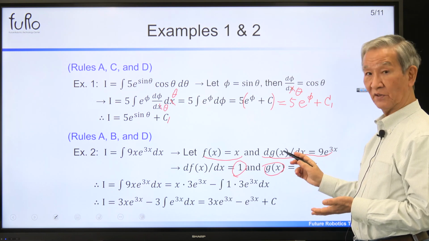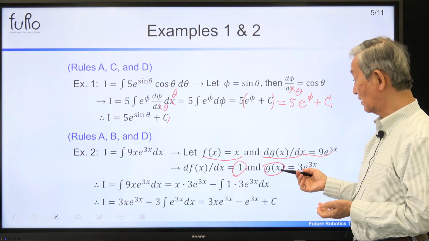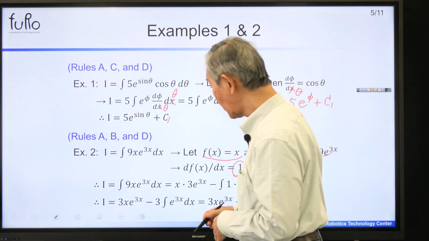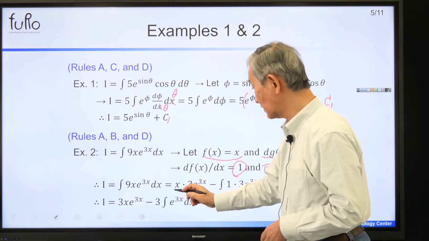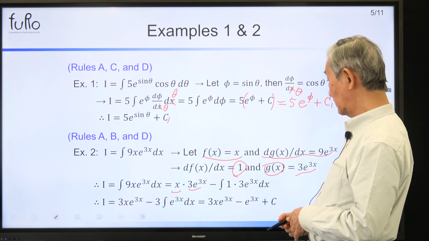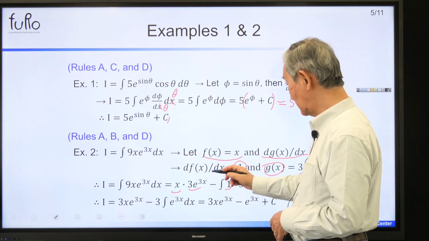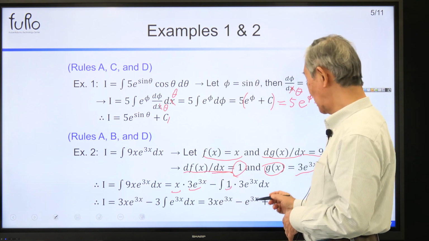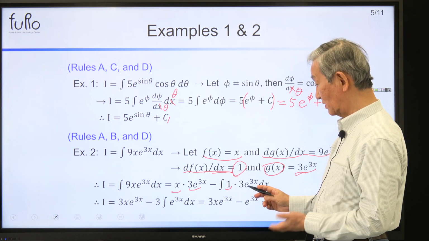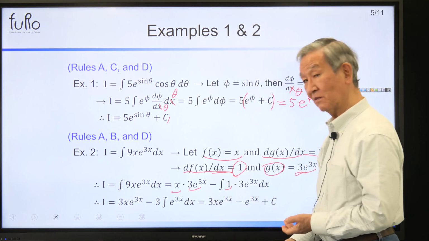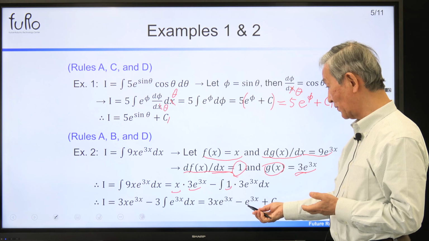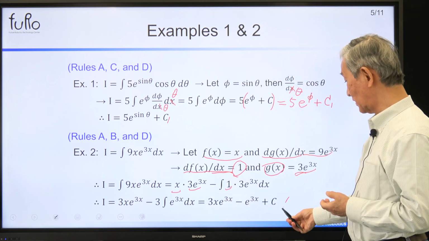Well, of course, sine, cosines, you know what those are. And x to some power, you can do the same thing. But anyway, so this one here is x times this is g. The minus this is df dx times this one here. And 1 times 3 times this is nothing but e to 3x dx. Now the integral is just 1/3 of that, so 3 goes away, and this is that.